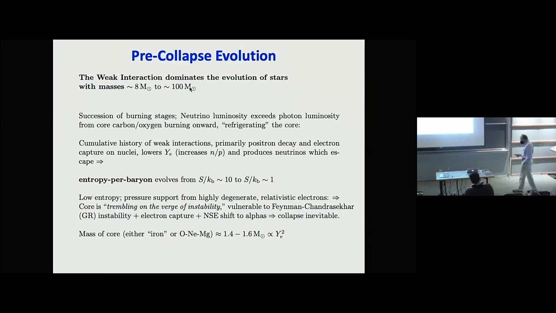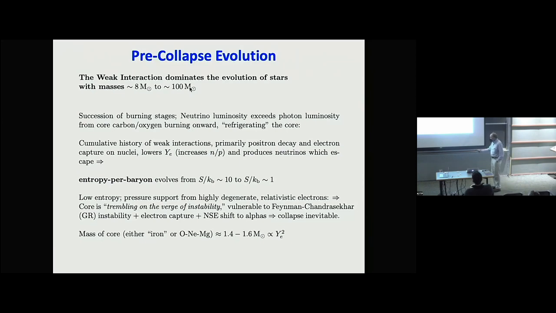Wherever you have a self-gravitating configuration supported by particles moving near the speed of light, it's inherently unstable. So it's vulnerable to the GR instability, plus electron capture, because the electrons are supplying the support pressure, plus the whole situation is in nuclear statistical equilibrium, and as we change the entropy, you can shift NSE, and in any case, that lowers the adiabatic index and collapse is inevitable.